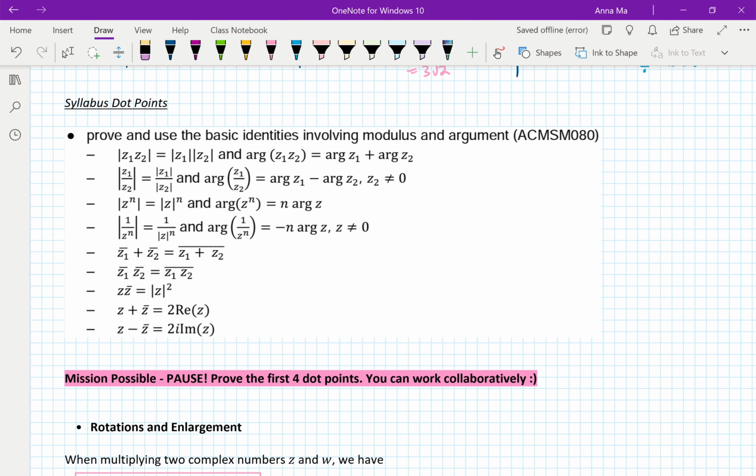But what I want you to try and do is to pause the video and prove the first 4 dot points. So it's those 4. They're fairly easy to prove, I think, hence why I named it Mission Possible. But feel free to work collaboratively. You can work on your whiteboards or whatever you'd like. And if you get stuck, you can search it up, but I think with your brains, it should be fine. Or you can ask me. Maybe I'll put up the solutions later on.